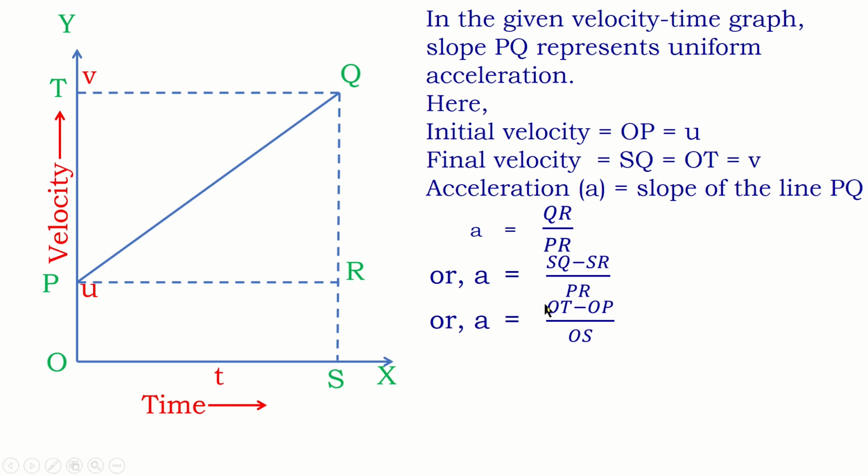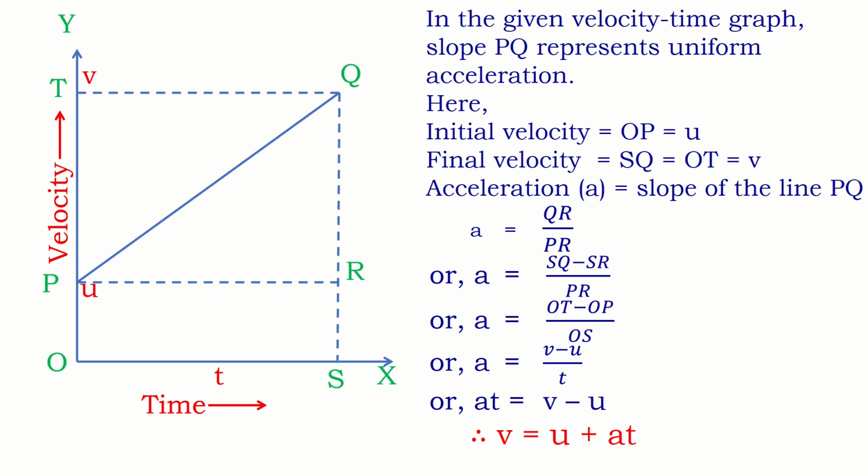Now, what is OT exactly? OT is equal to v. And what is OP? OP is equal to u. And what is OS? OS is equal to t. These are the symbols we use in the equations of motion. Now we get a equal to v minus u by t. If t is taken to the left-hand side, we get at equal to v minus u. And if u is taken to the left-hand side, we get v equal to u plus at. This is the first equation of motion.